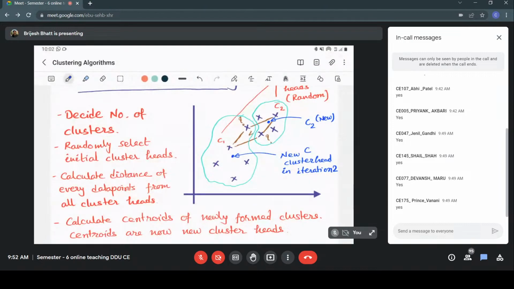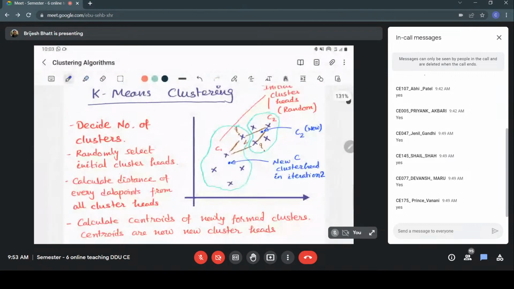And I hope you remember what we did to find these new centroids. We take the average of the values of all data points assigned to that cluster. Right, so now C1 and C2 have shifted. C1 has shifted a bit right. Sorry, C2, both have shifted a bit leftwards.